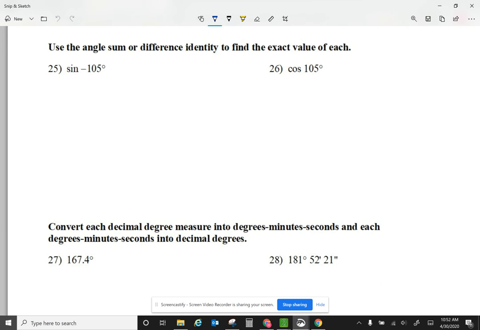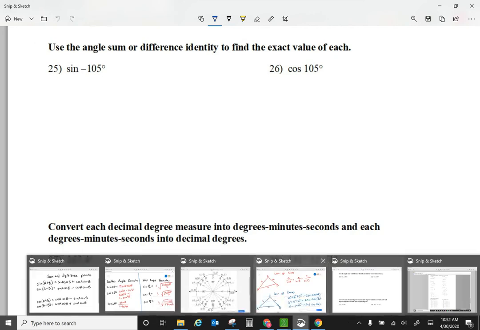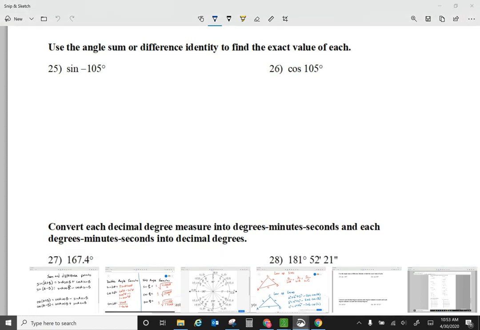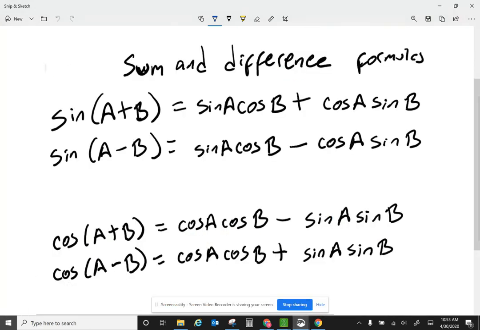We're going to review the second part of Unit 11. Now, for this part, we're going to need some formulas. First, let's talk about the angle sum or the difference identity to find the exact value of each. Couple things you must remember. I gave you guys the sum and the difference formulas, right? If you're adding or subtracting in sine or you're adding or subtracting in cosine, make sure you remember these formulas.